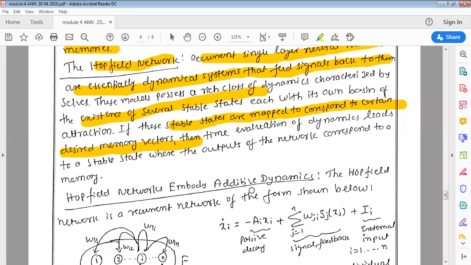Suppose, as I told you, when I tell you a song, you will be able to remember some specific features of the song: who has sung the song, which movie it was, and who acted in that movie. All that information is related to that song only. You don't remember some other actor or some other situation which is not related to the song.